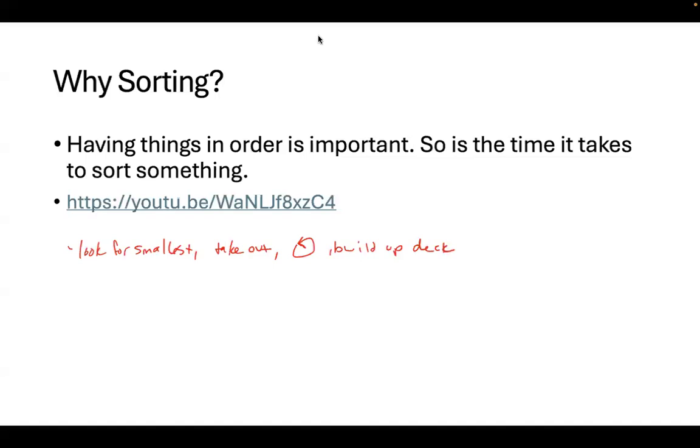Okay, so you look for the smallest thing, take that out every time, and then build up the deck like that. Okay. Anybody else have a way that they do it?